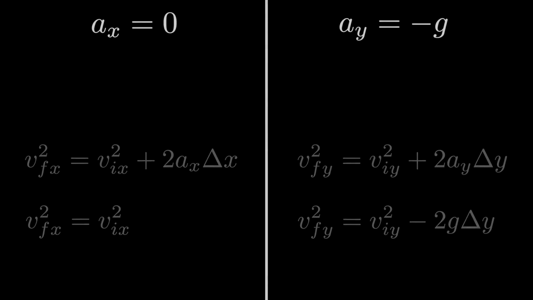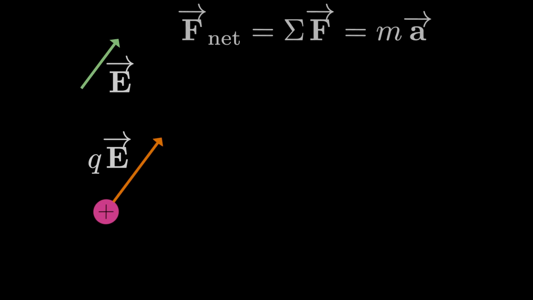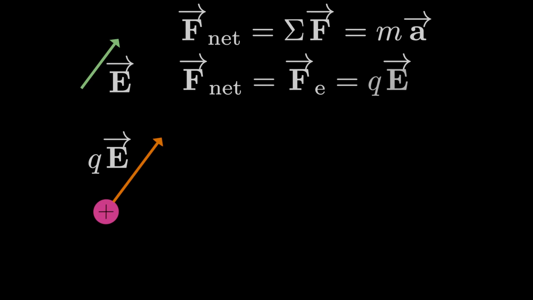We can consider a similar kind of analysis with electrically charged particles. Just ignoring gravity for a second, what is the net force on a charged particle in a uniform electric field like this? If we ignore gravity, there's no other force acting on this charged particle except for the electric force, so that's the net force. We also know the net force gives us information about the particle's acceleration via F net equals ma, so the acceleration is q over m times the electric field.